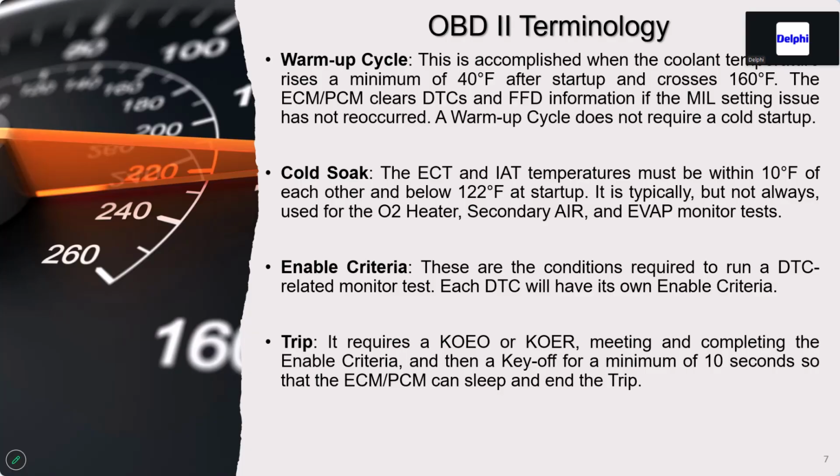Enable criteria is what makes this so hard. If enable criteria had been standardized of some kind, we wouldn't be meeting today. We would have cured this problem 28 years ago. But enable criteria basically are the conditions required for a DTC-related monitor test. In other words, every DTC out there has enable criteria, conditions under which they will judge the test for a pass or fail. We need to be in that window for the PCM to be able to do what it needs to do.